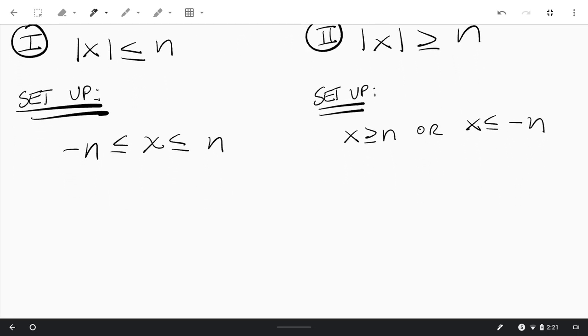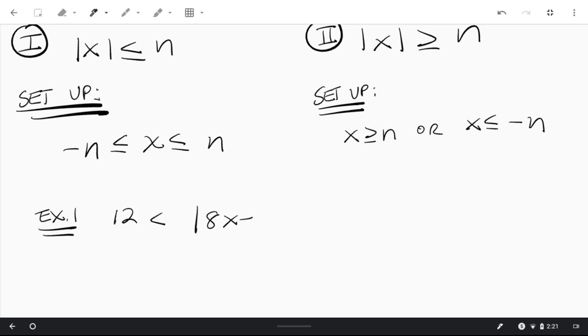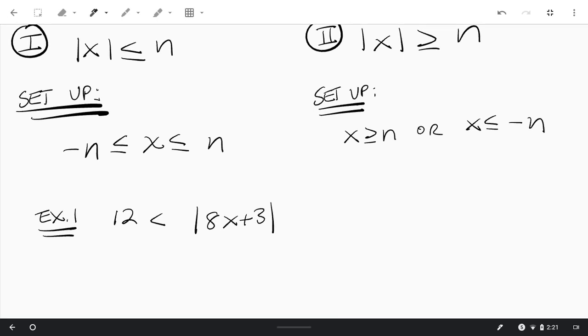All right, so let's take a look. And we'll just do two examples and then finish up. All right, suppose that I have this: 12 less than absolute value of 8x plus 3. Okay, so I'm trying to mix this up a little bit for you so you can get used to identifying what kind this is. So here, the absolute value, you need to look at it in relation to the inequality.